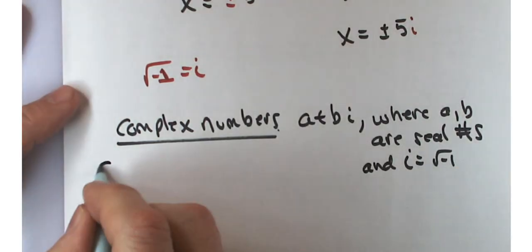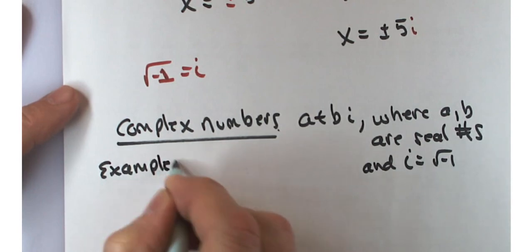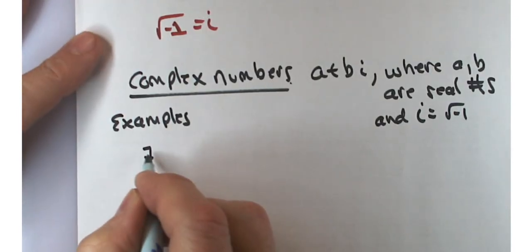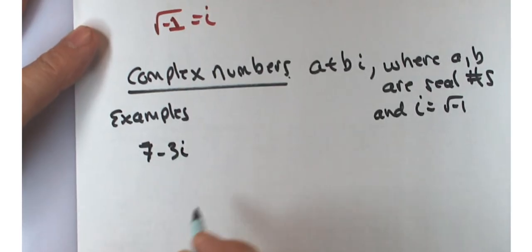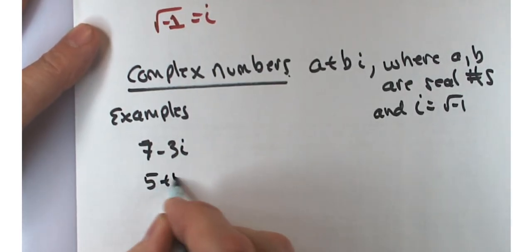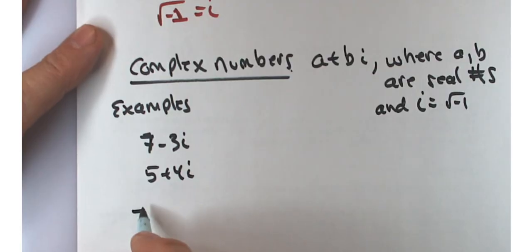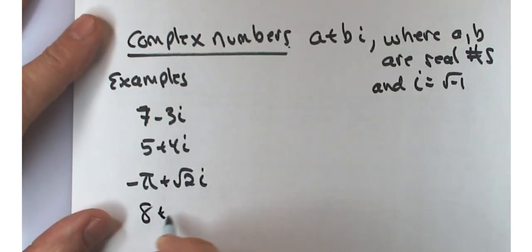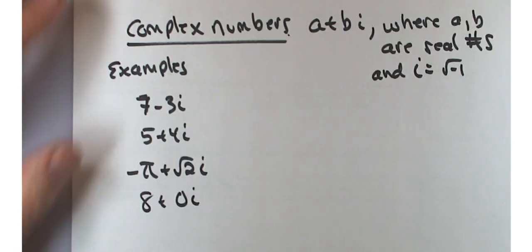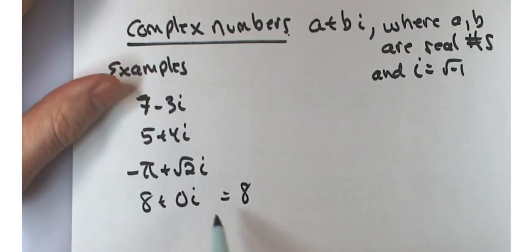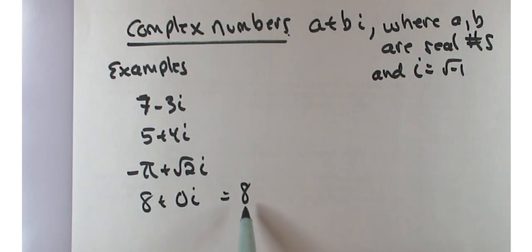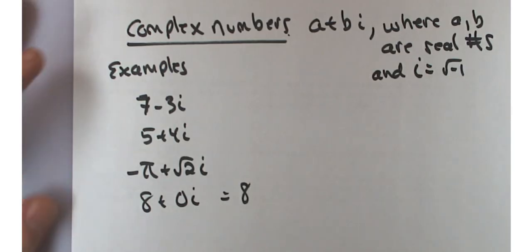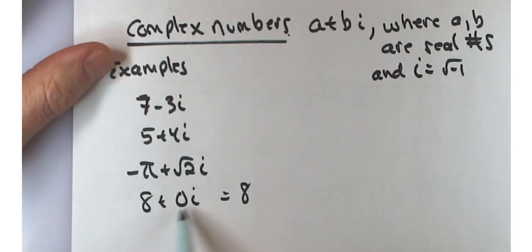So some examples. You could have 7 minus 3i. You could have 5 plus 4i. You could have negative pi plus square root of 2 times i. You could have 8 plus 0i. Now a lot of times people will just write that as 8. But what this is showing you is that the real numbers that you're familiar with are really a special case of complex numbers where this imaginary part is 0.